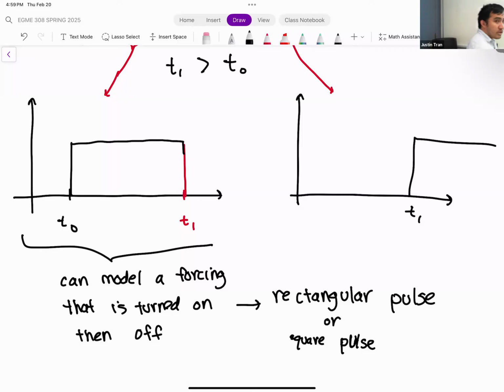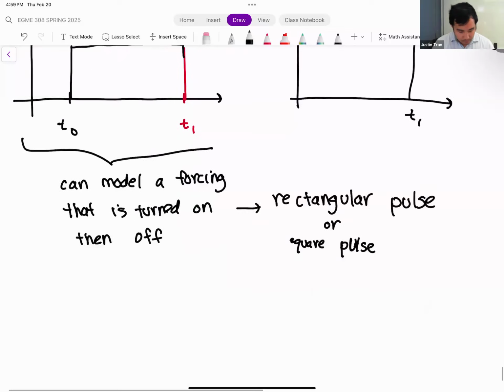Okay, so this is good. So we can use these step functions and these pulse functions to represent forcing that can turn on and off. Okay, but how does this relate to Laplace? Well, it turns out you can actually take a Laplace transform of a step function.